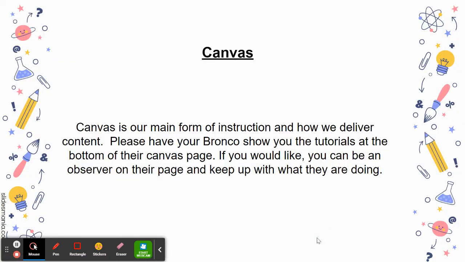We also use Canvas as a platform. It's our main form of instruction and how we deliver content. Please have your Broncos show you the tutorials at the bottom of their Canvas page. If you would like, you can be an observer on their page and keep up with what they are doing.